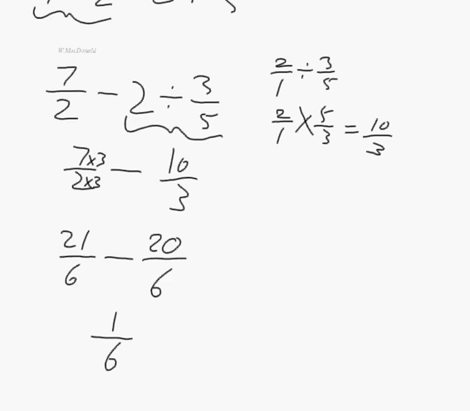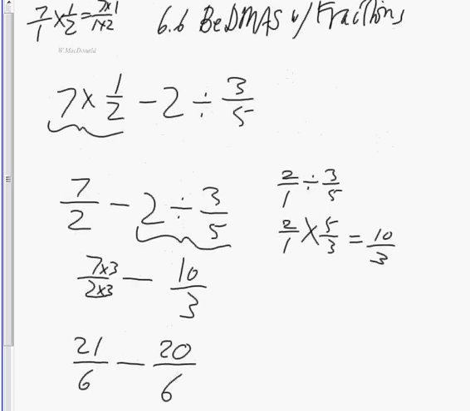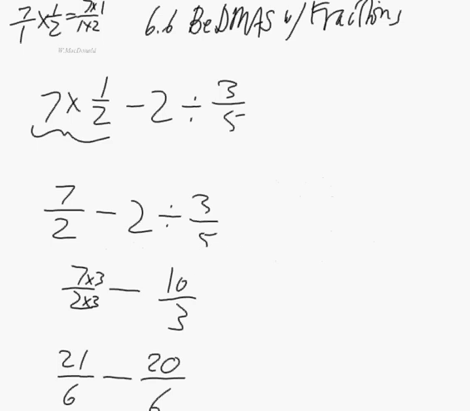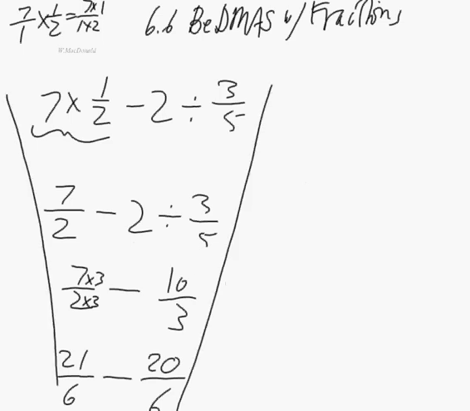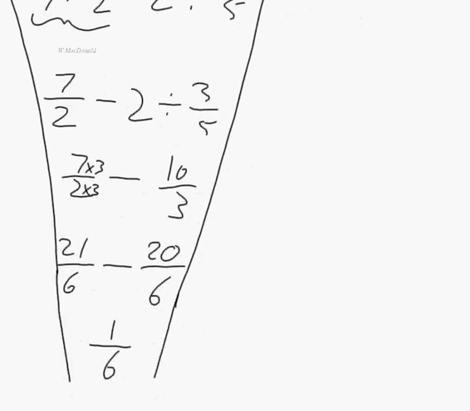So all of that work right here, oopsie daisy. Come on now, Bessie. There you go. All that work right over here is just in my margin. I don't need to show that. But as I look from my original 7 times a half minus 2 divided by 3/5, as I work my way down to this answer, I'm just getting smaller and smaller because there's one less operation along the way.